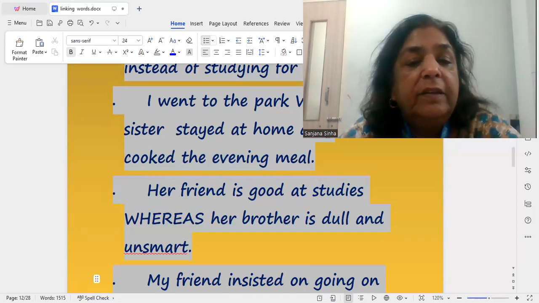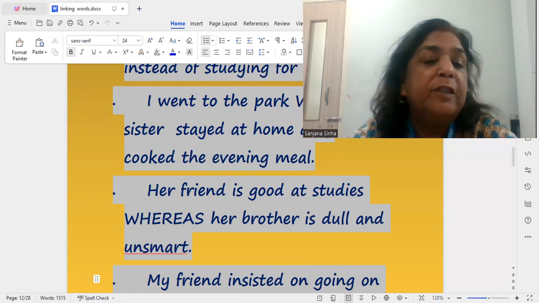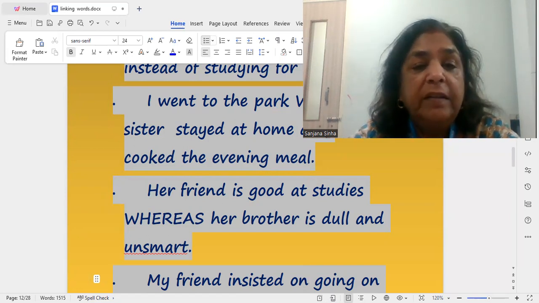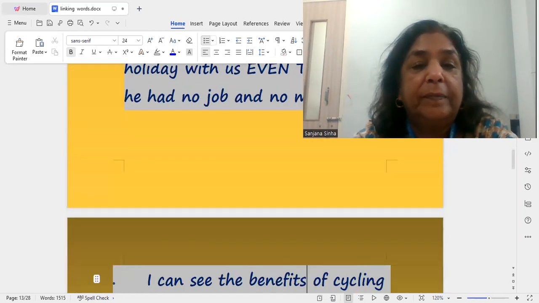Her friend is good at studies, whereas in Hindi means jabki. Her friend is good at studies, whereas her brother is dull and unsmart. We are comparing.